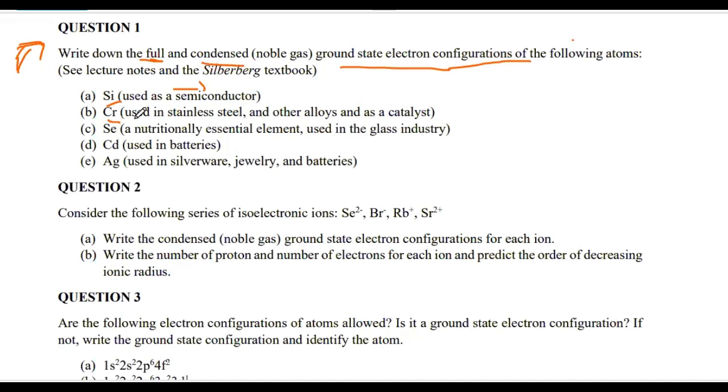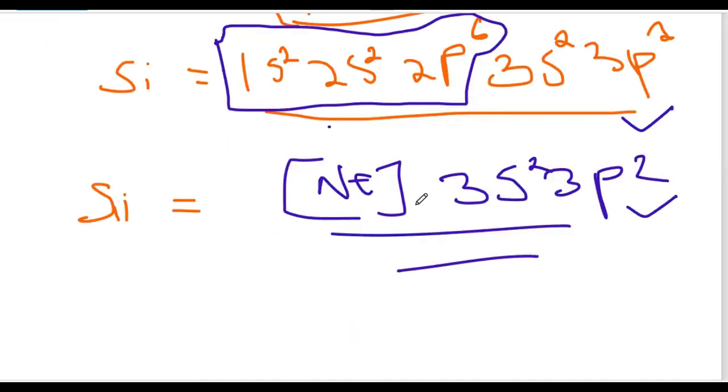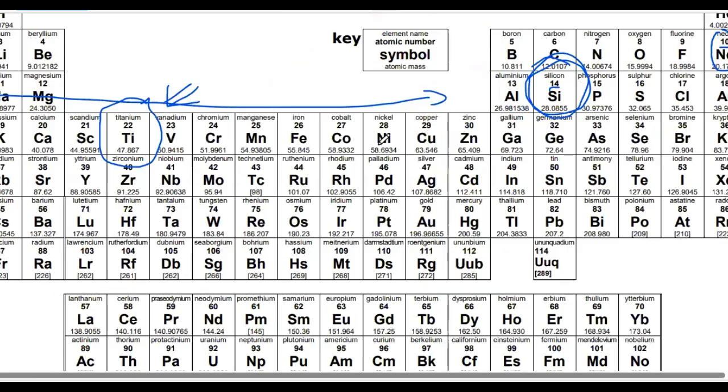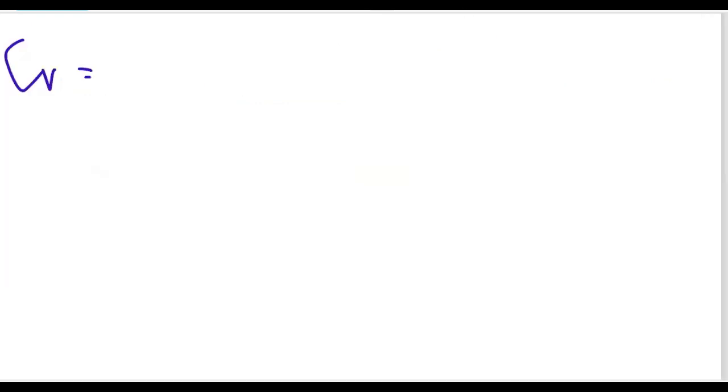Okay, thank you. So here on B, we have chromium, and I love chromium because it is an exception to one of those rules that we have. So chromium, how many electrons does it have? You go on your periodic table and search for chromium. Here you can see that it has 24 electrons.